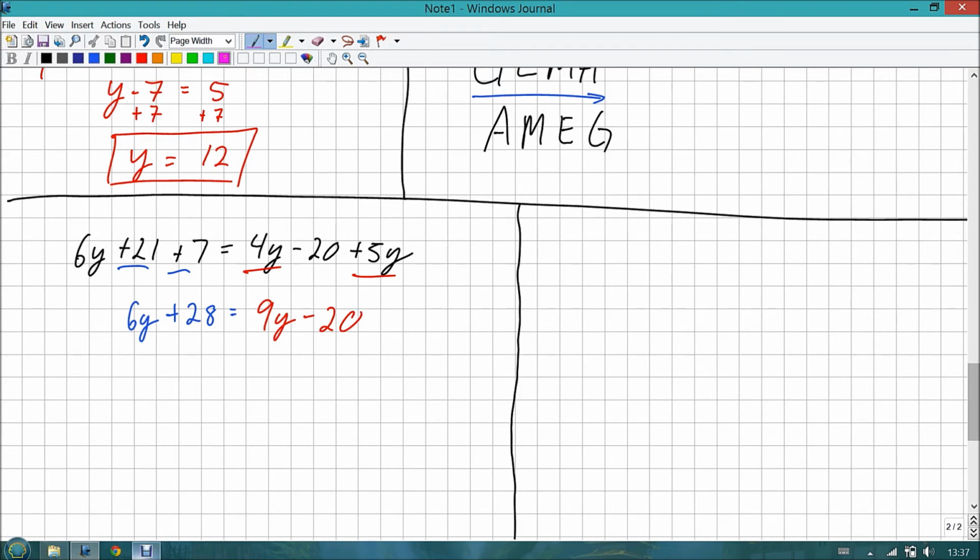Now I need to get my y's on one side and everything else on the other. So to do that, I would probably take the 6y and move it over. Actually, I should say I would subtract 6y from both sides. That would eliminate it on the left and give me only what's left on the right. So then I would have 28 is equal to 3y minus 20. Now I got to get rid of the 20. To get rid of the 20, I would add 20 to both sides.